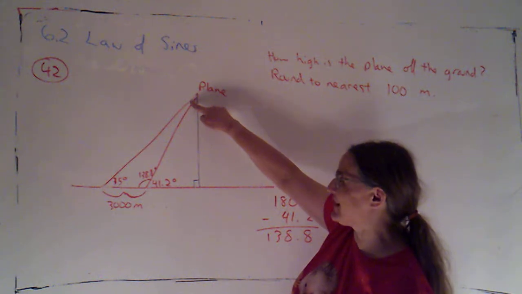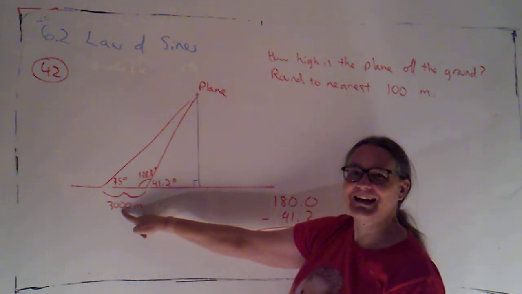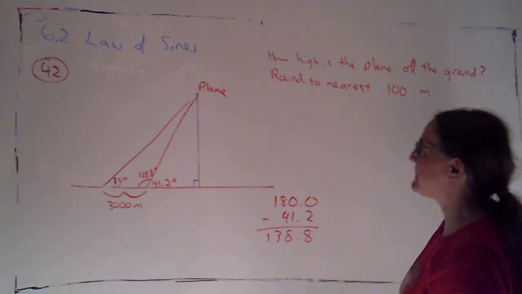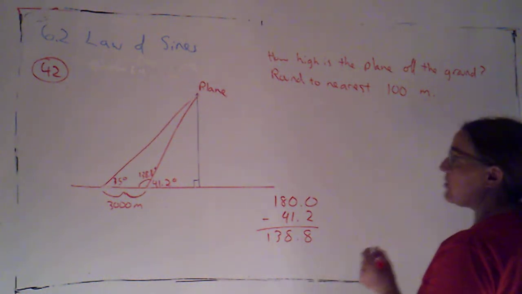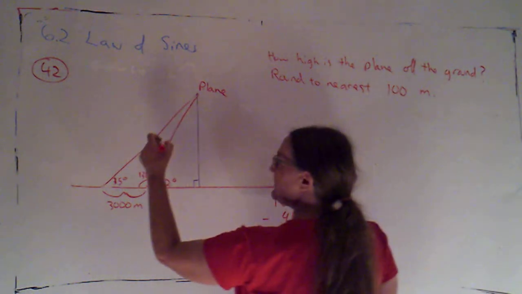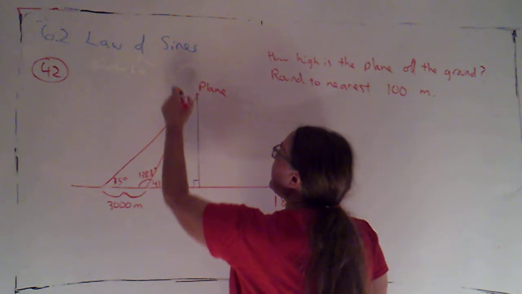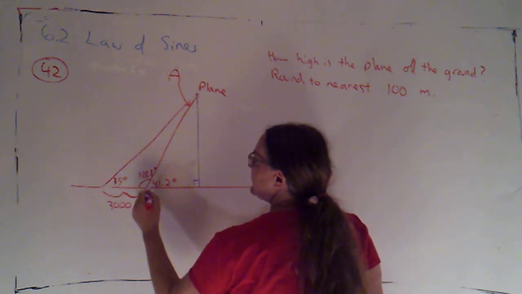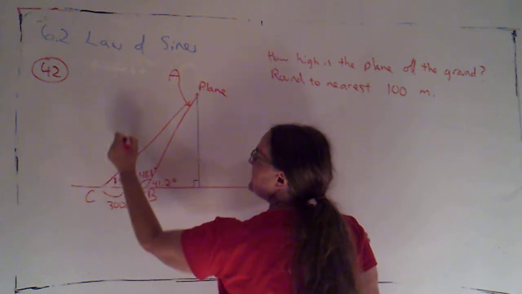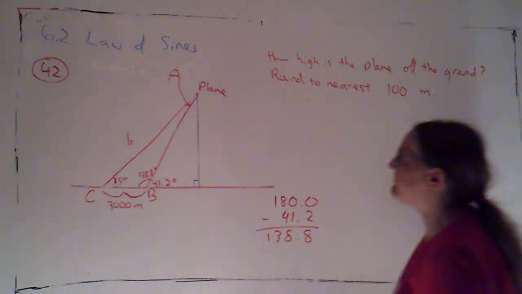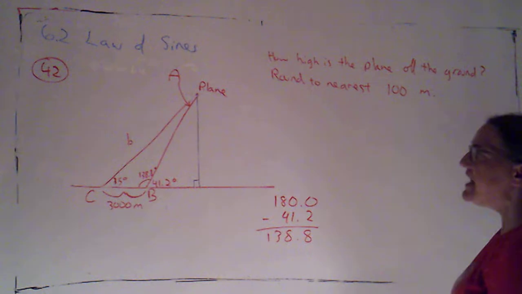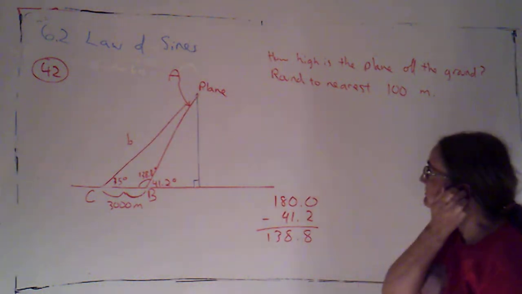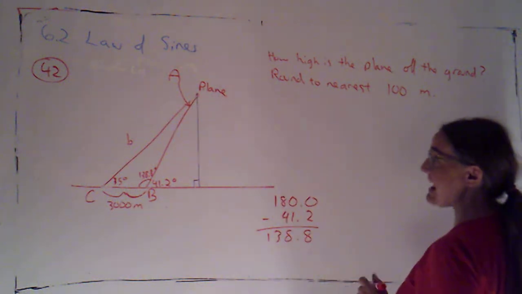Now I've got these two angles, so I can find this one. That's what I'm going to need for my law of sines, because the one side length that I know is the 3,000 meters. Okay, so let me just give this a name. I'm going to call that angle A, and I'm going to call these angle B and angle C. So let's go ahead and find B. It doesn't matter, I could find either B or C. I'm going to find side B, but I need to find angle A first.